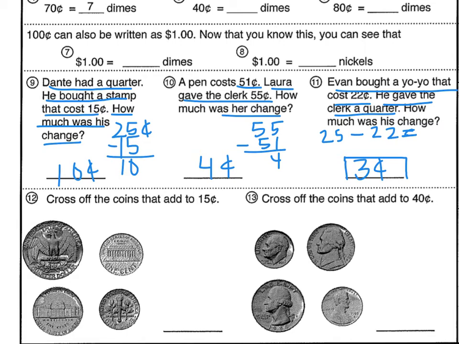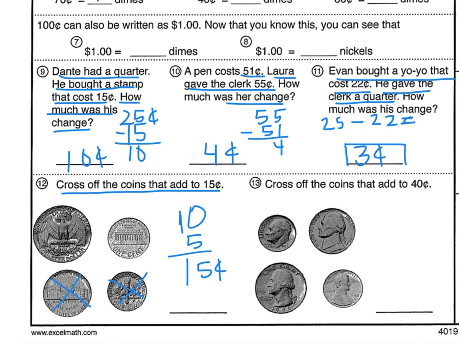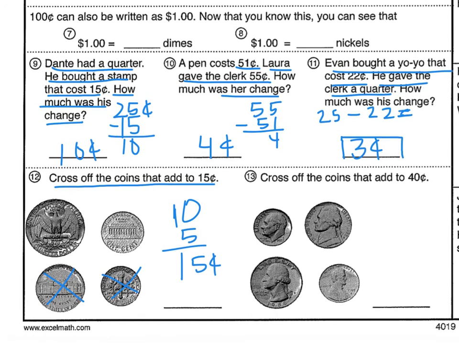All right, the next part says cross off the coins that add to 15 cents. The way you do that is you cross off a dime because that's 10 cents and a nickel because that's 5 cents, and then you need to show your work by writing the amount of each coin. 10 and 5 makes 15 cents, and that number goes on the blank at the bottom of your paper. Needed a little more space here to see it. Okay, now try number 13. Don't forget to show your work right here. Pause the video, turn it back on when you're ready.